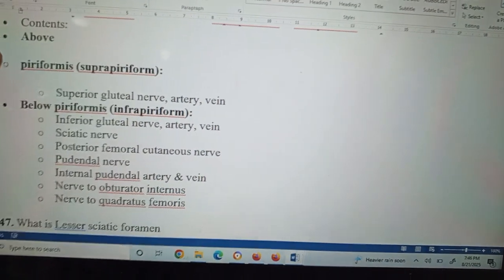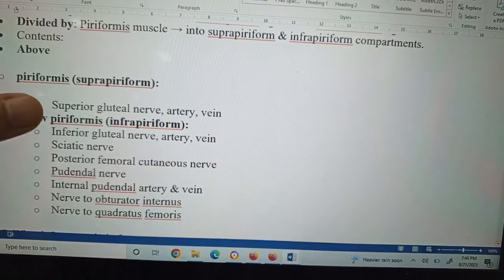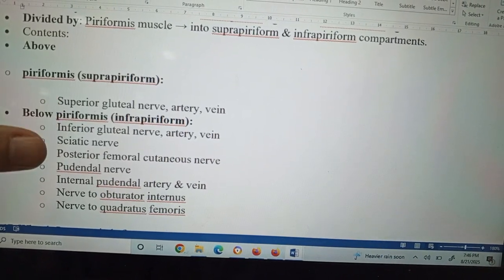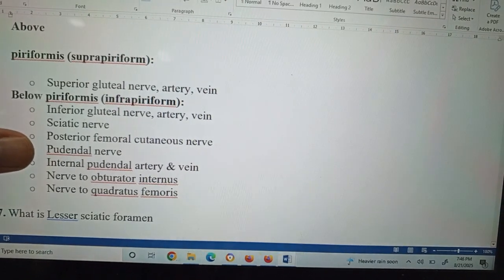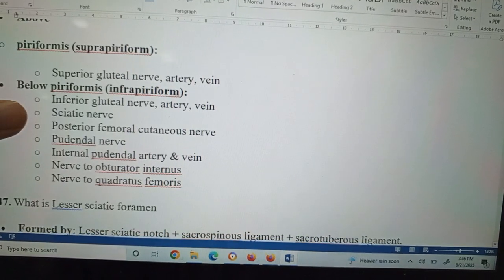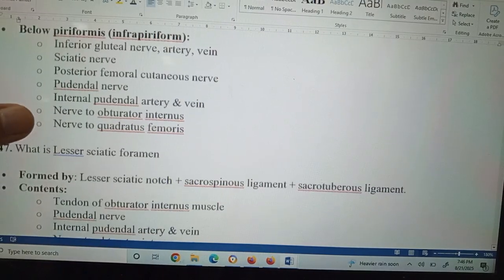Sorry, I made a mistake over here. Piriformis is not supplied by the superior gluteal nerve, artery or vein. It is basically the content. Above it, the superior gluteal nerve, artery and vein are present. Below piriformis, the contents include inferior gluteal artery, nerve and vein, sciatic nerve, posterior femoral cutaneous nerve, pudendal nerve, internal pudendal artery and vein, nerve to obturator internus, and nerve to quadratus femoris.